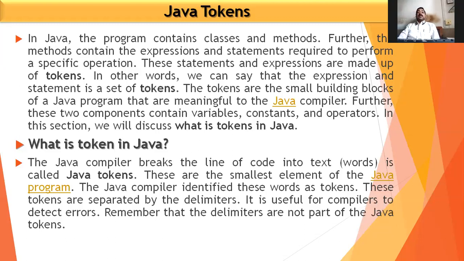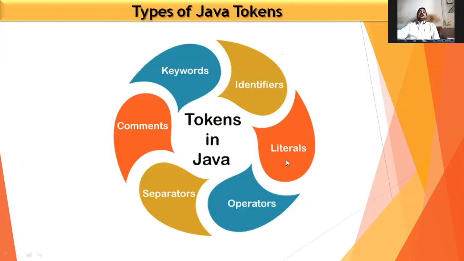The Java compiler identifies these words as tokens. Maybe the reserved words, keywords, identifiers, variables, separators, and literals. All are Java tokens. Let us see the different tokens in Java: keywords, identifiers, literals, operators, separators, and comments. These are the types of Java tokens.